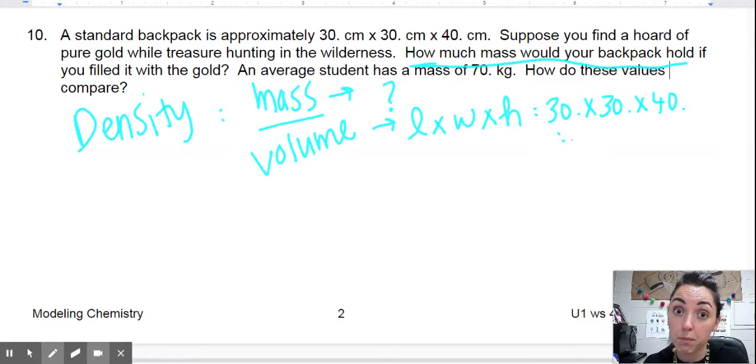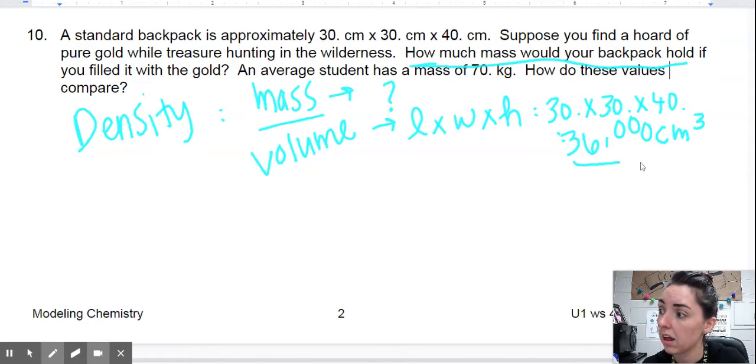Now I want you to know that it's 30 dot and 40 dot, which means those numbers are all 2 sig figs. So when my answer comes out to 36,000 centimeters cubed, I get to keep it like that because that is 2 sig figs, as long as I don't add a decimal to the end. Okay, so that's my volume.